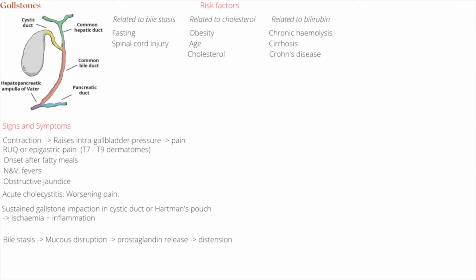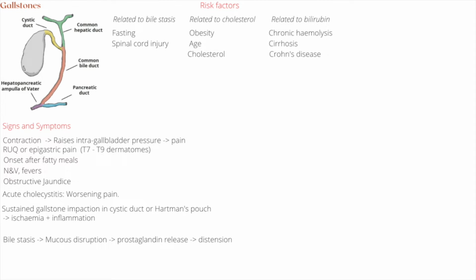Risk factors are simply fat, female, 40, fertile, and fair. But to take a more pathophys perspective, you can think about it in terms of factors relating to bilirubin, factors relating to bile stasis, and cholesterol.